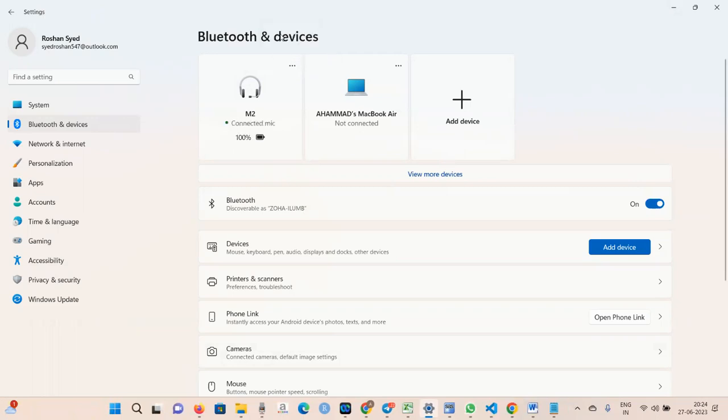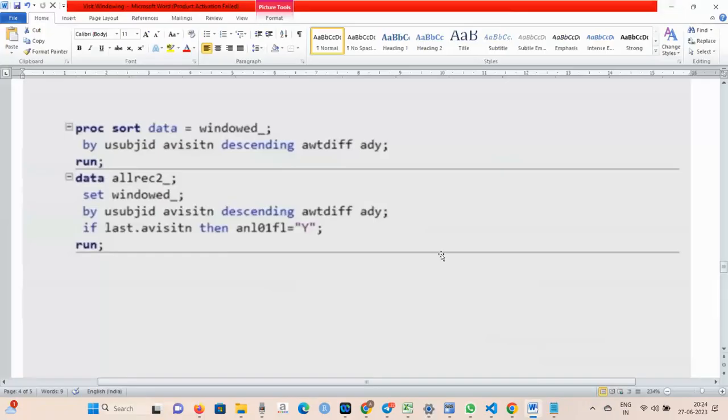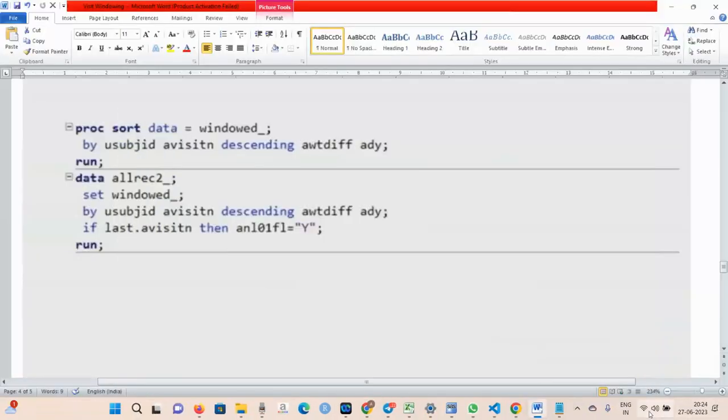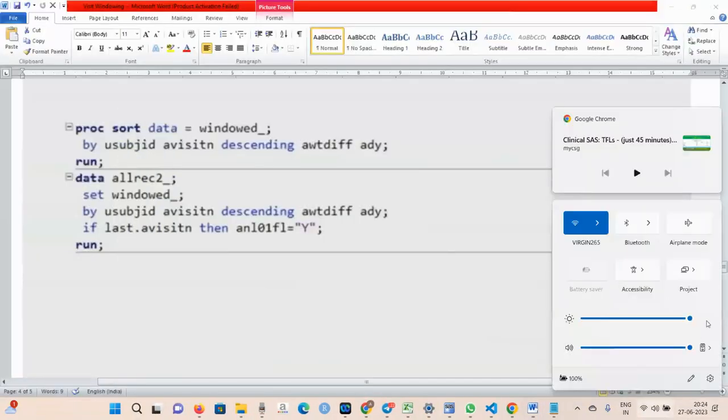Hello. Yeah. Maybe she took my Bluetooth. Just keep pressing something. Okay. Anyway, I'll remove the Bluetooth. So okay, now it's okay, right?